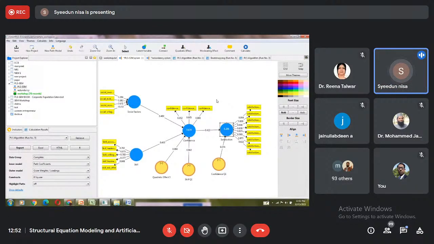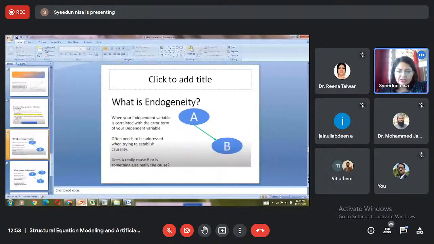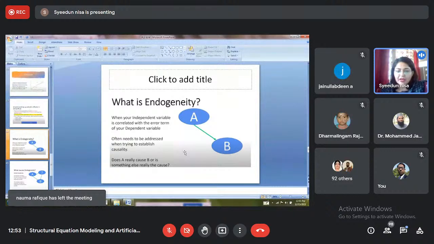Okay, the problem of endogeneity, where the path made for the endogenous variable is not able to explain the thing completely. Okay, so these are my exogenous variables. Similarly for confidence also, maybe it's their social factor and skill, these are two exogenous variables. So whether they are able to explain the confidence completely or it is related to some other error terms also, so that is your problem of endogeneity. So when your independent variable is correlated with the error term of your dependent variable, then the problem of endogeneity is there. It often needs to be addressed when trying to establish causality.